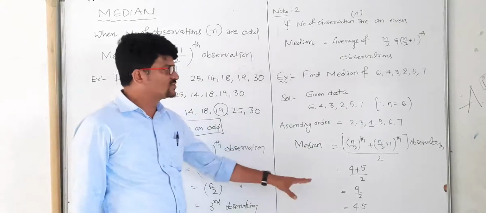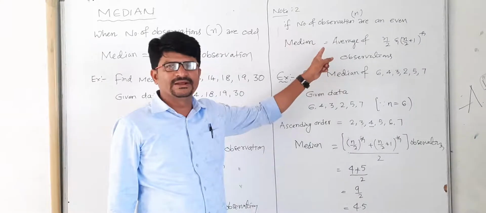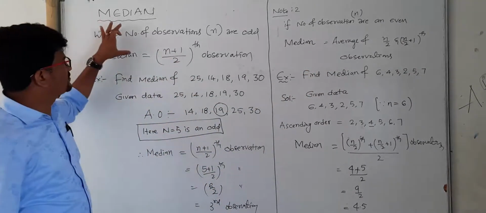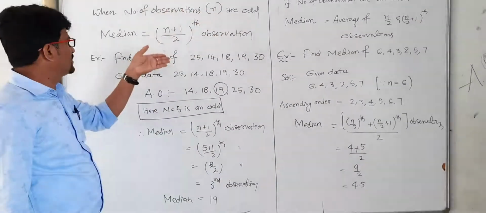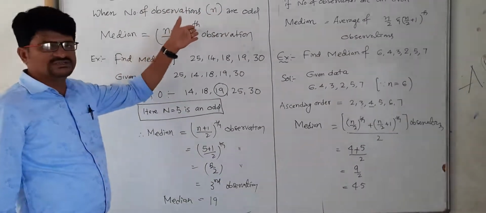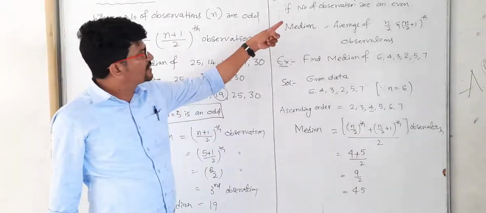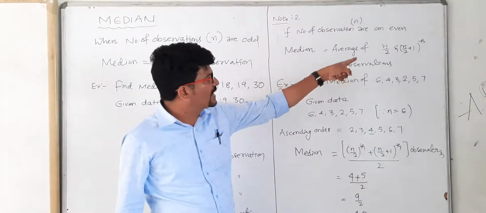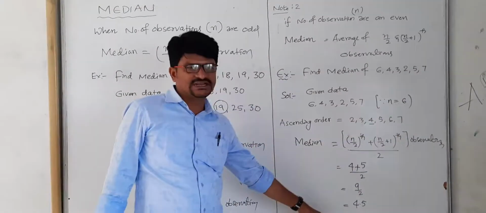Okay, children? So these are the two most important tasks while finding the median. Whenever the number of observations is odd, you need not worry: the (n plus 1) by 2th observation is called the median. Whenever the number of observations is even, the median is the average of the n by 2th and (n by 2 plus 1)th observations.